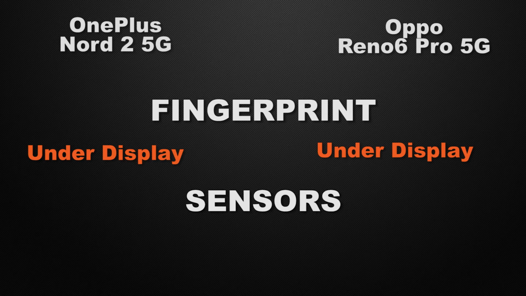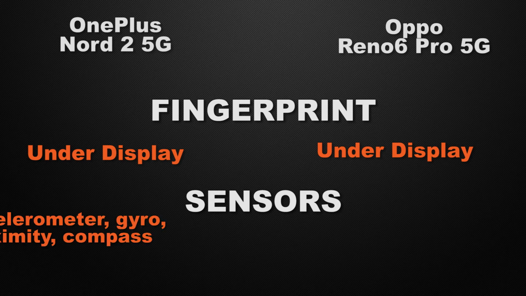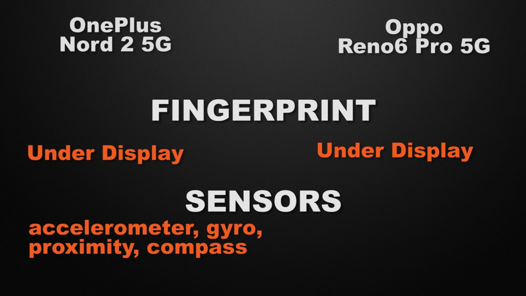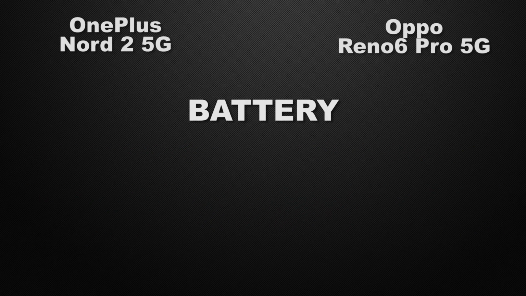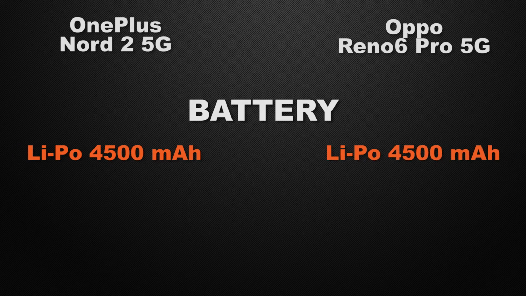a tie. And about the sensors in the devices, Nord 2 has an accelerometer, gyroscope, proximity sensor and compass, whereas Reno 6 Pro has an accelerometer, gyroscope, proximity sensor and compass, so it's a tie. Let's talk about the battery capacity of the devices. Nord 2 has 4500 mAh of battery capacity, whereas Reno 6 Pro also has 4500 mAh. So it's a tie because both devices have the same battery capacity.